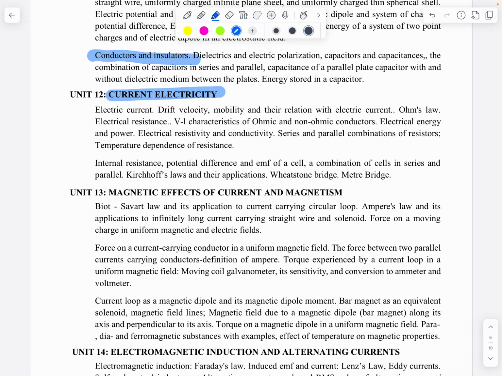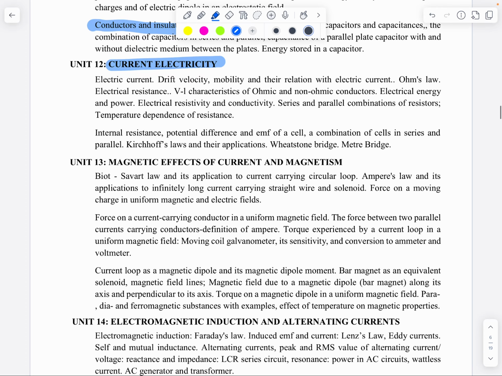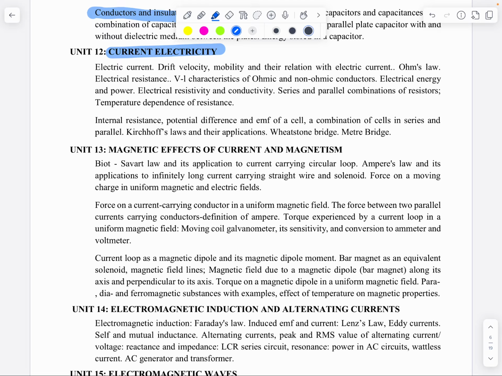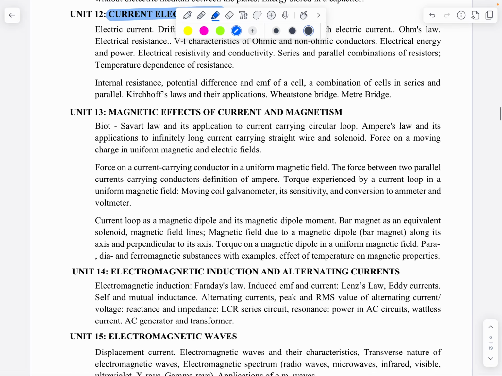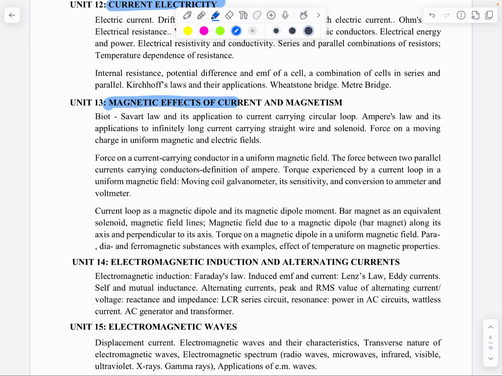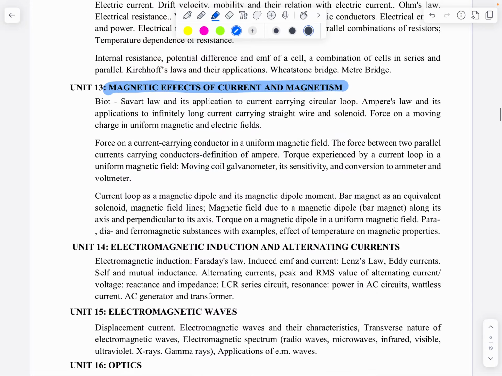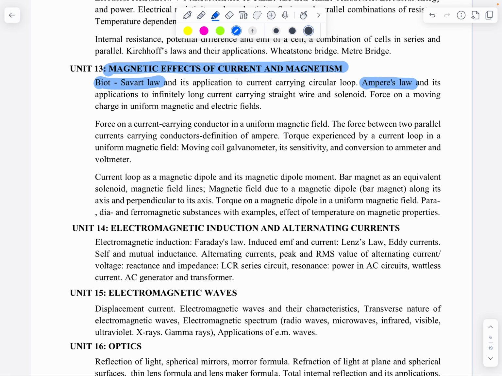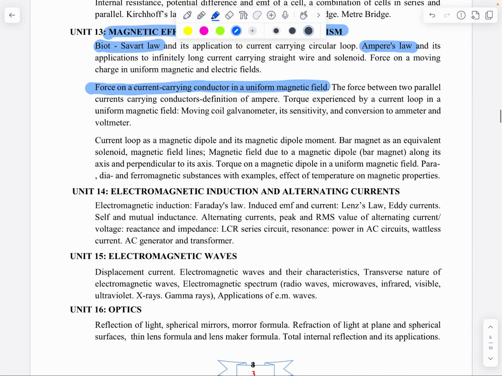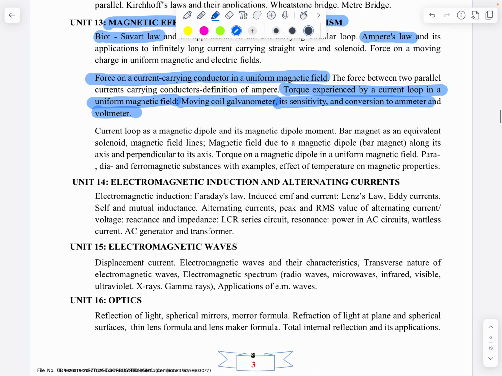The next unit is current electricity. It is also a very important chapter. All the topics of this chapter are very important from the exam point of view. The next is magnetic effects of current and magnetism. The important topics of this chapter are Biot-Savart's law, Ampere's circuital law, force on a current carrying conductor in a uniform magnetic field, torque experienced by a current loop in a uniform magnetic field, moving coil galvanometer, sensitivity and conversion to ammeter and voltmeter.